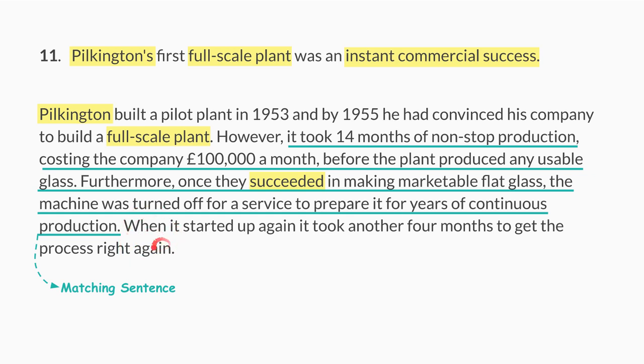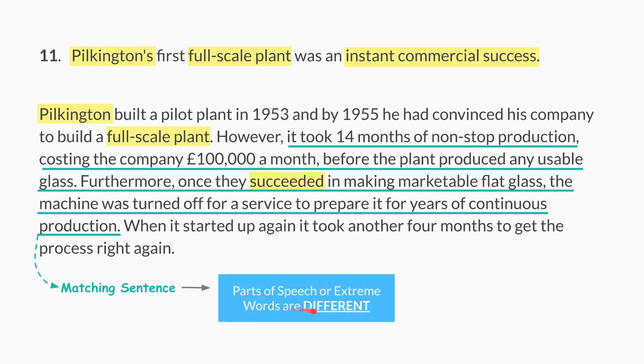So I'm going to read this extra sentence as well. When it started up again, it took another 4 months to get the process right again. So it took another 4 months. It seems like this whole thing has dragged on for a long time. First 14 months for nonstop production, then they had to turn the service off. Then when they started it back up again, they had to take another break of 4 months. So I would say that the information does not agree. The information in the question says that it was an instant commercial success. But that's not what we found in the reading passage. So in this case, the parts of speech or extreme words are different.